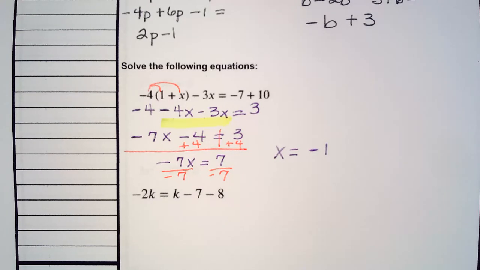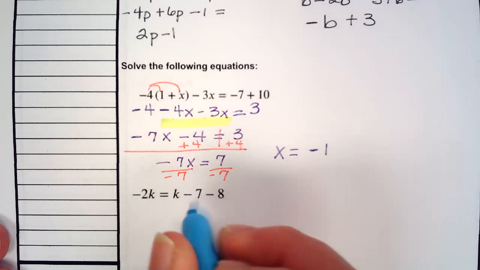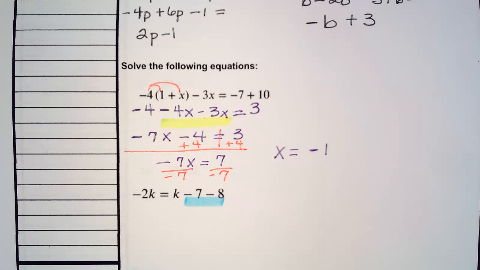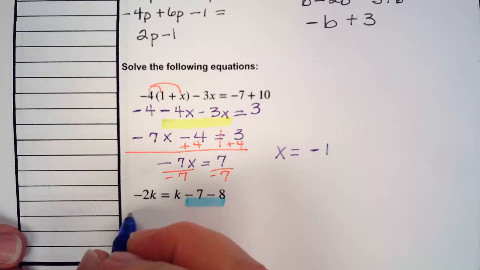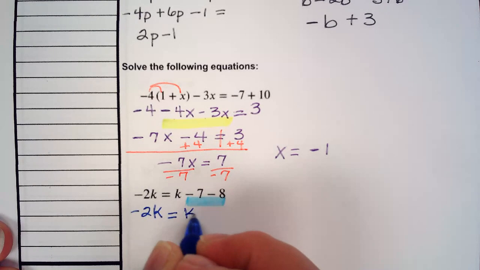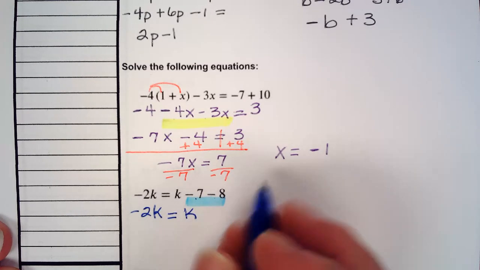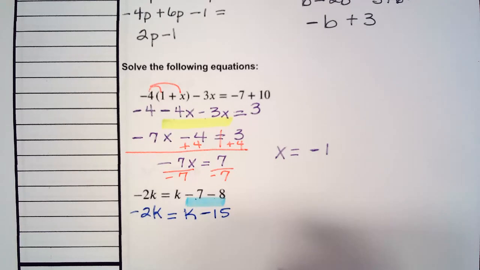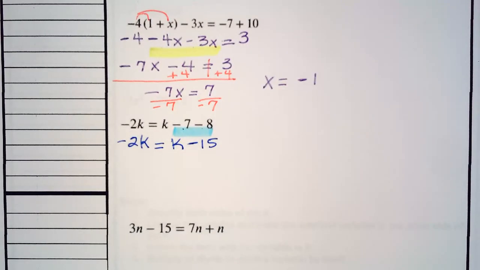For the next one, I have numbers that I need to simplify. Okay, I've got negative 7 minus 8. Okay, negative 2k is equal to k. Negative 7 minus 8 is negative 15. They're the same symbol, so we combine them with addition, and you keep the sign.